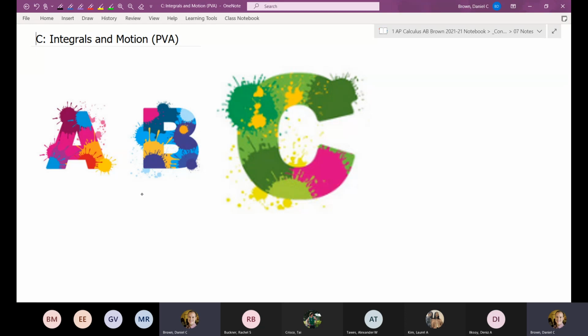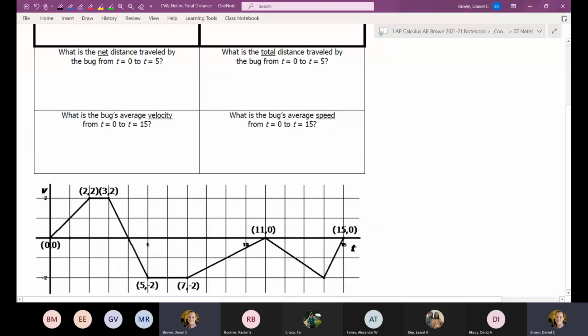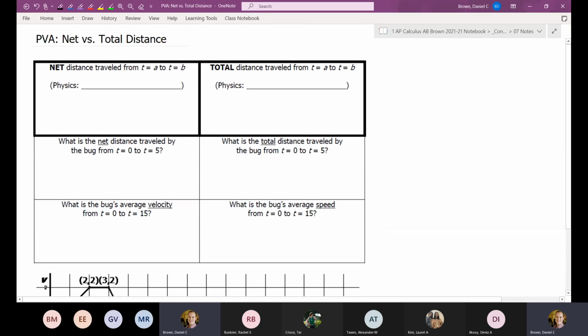So the first thing that I wanted to talk about is just some formulas that we have. Some of these formulas are going to be familiar to you, especially if you are in a physics class or have taken physics.